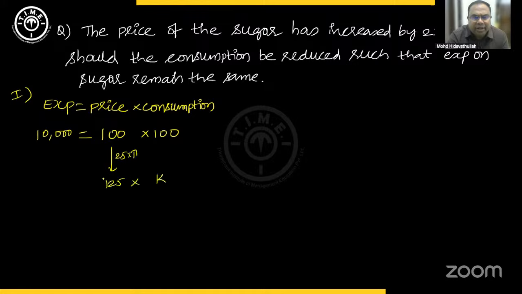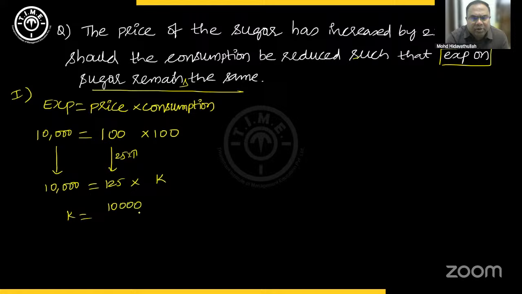Consumption we don't know, K is equal to, is your important point, such that expenditure on sugar remains the same. That means last month 10,000, this month also it is 10,000. What is K value? 10,000 by 125. 125 goes 8 times in 1000, 10 into 8, 80. So last month 100, this month 80, consumption will drop by 20%.